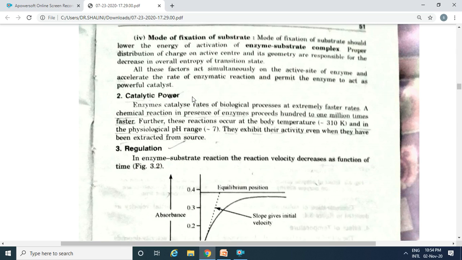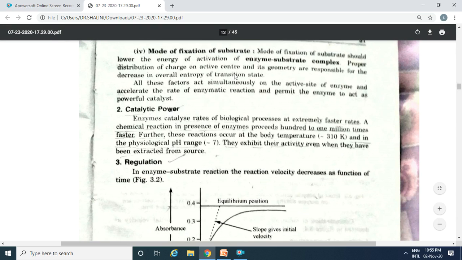The fourth one is the mode of fixation of the substrate. And this should lower the energy of activation of the enzyme substrate complex. Proper distribution of charge on the active center and its geometry are responsible for the decrease in overall entropy of the transition state.